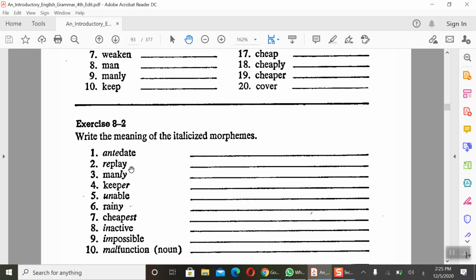So it has meaning. Replay, from its meaning, play. Okay, and replay, to play again. It means again. Okay, etc. You check them in the dictionary.